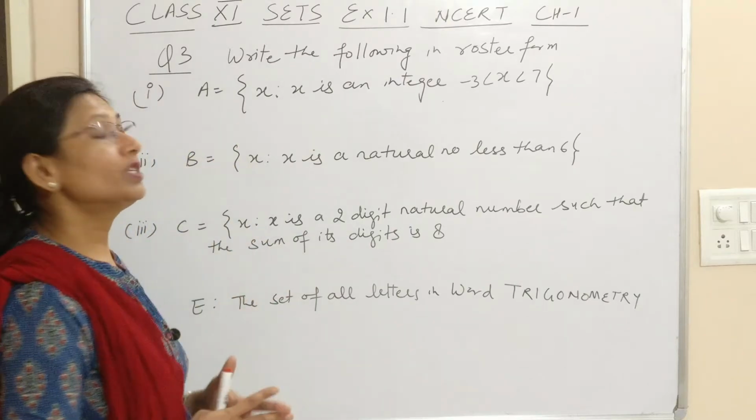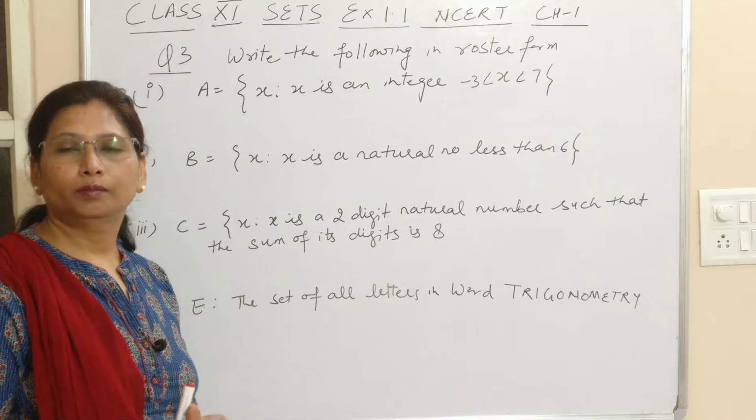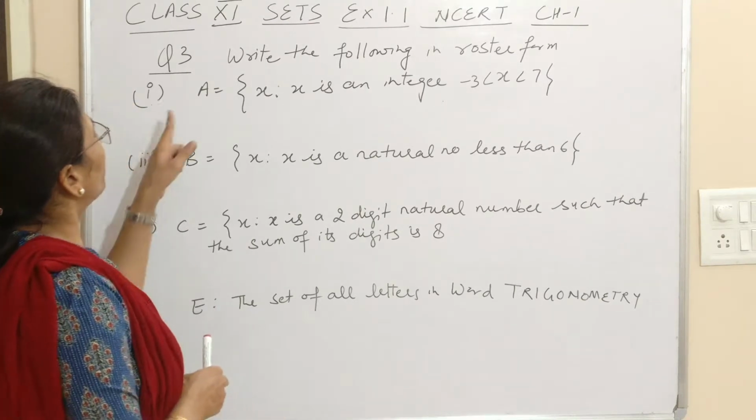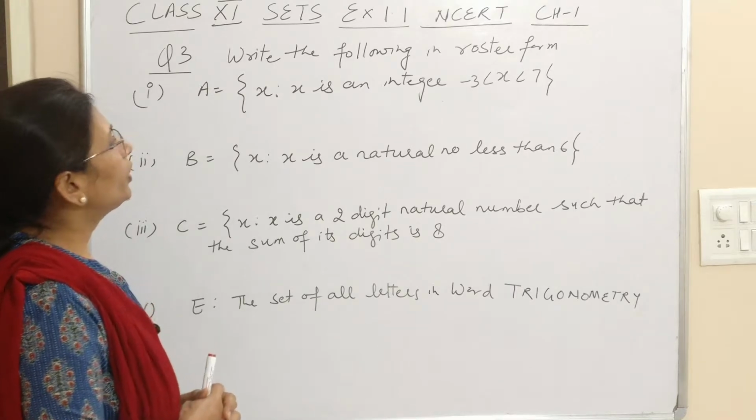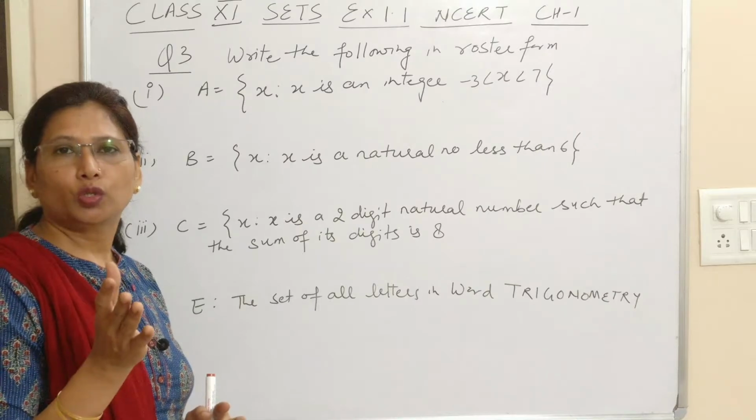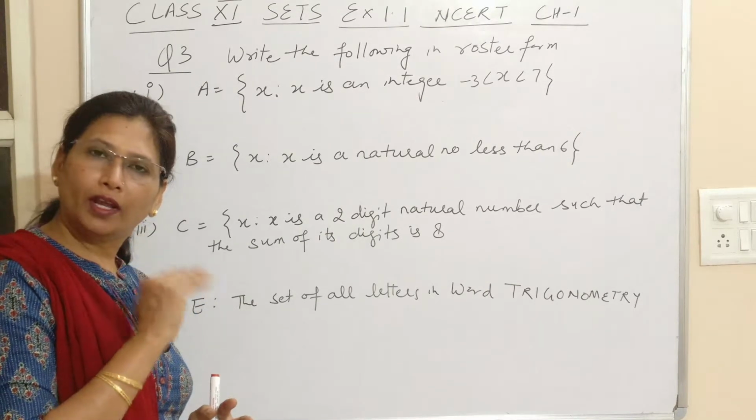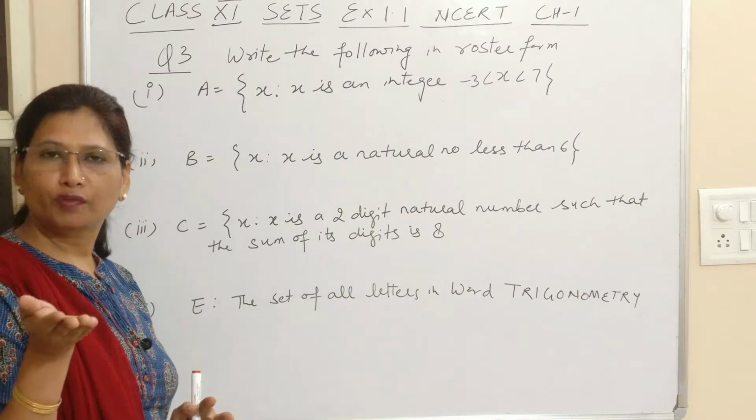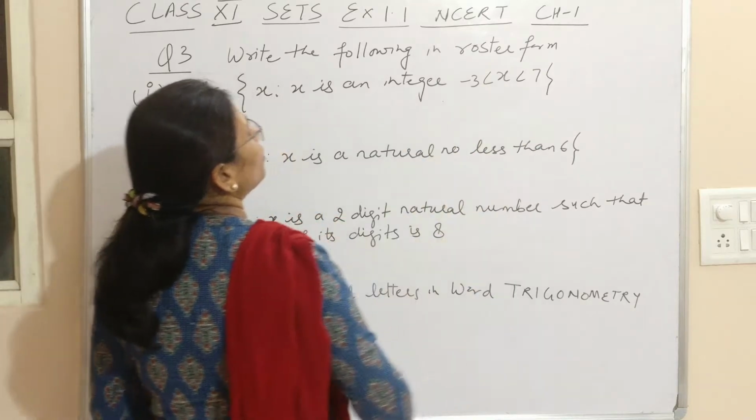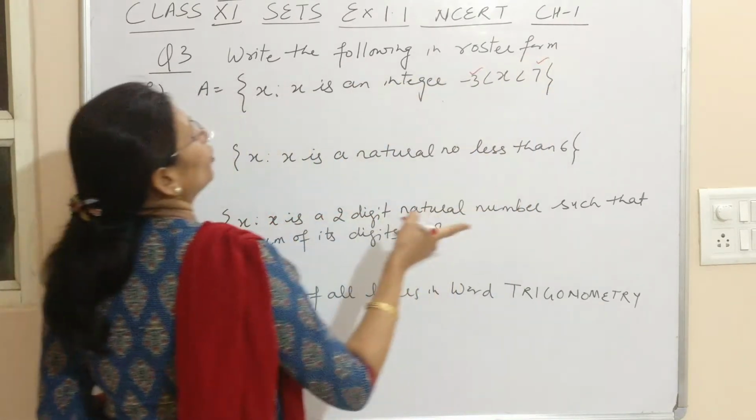Here, if you see the first part, I am taking the parts which are similar and which are different. Similar parts you can solve yourself. Part A says x is an integer and the value of x lies between -3 and 7. If it is an integer, it will have negative numbers also, positive also, and 0 also. So the number is lying between these two, and all the numbers which lie between these two numbers will come in our roster form.